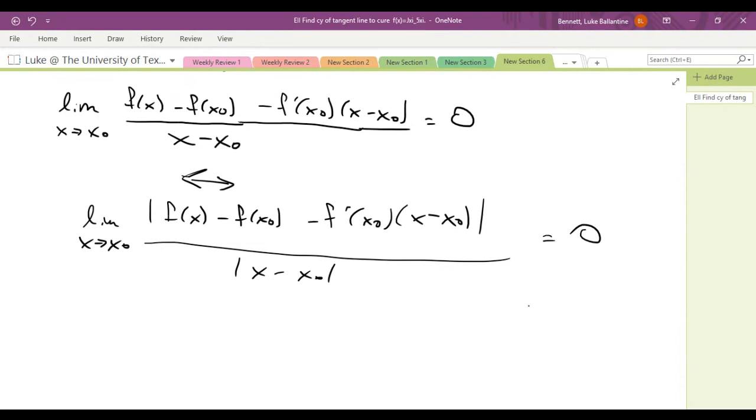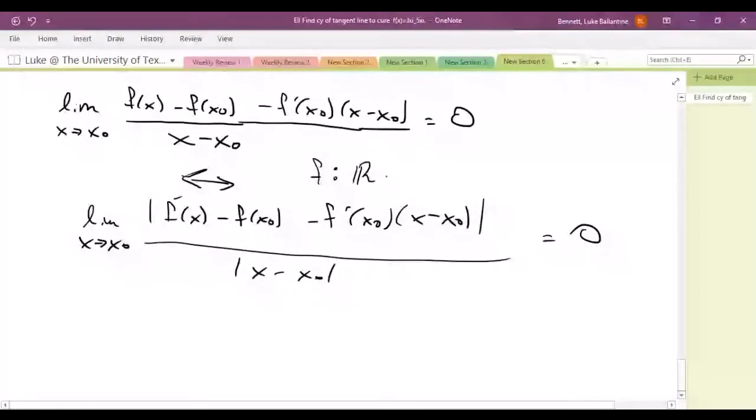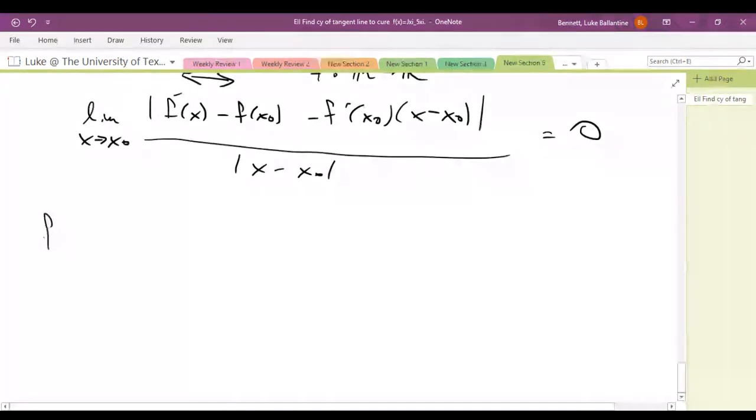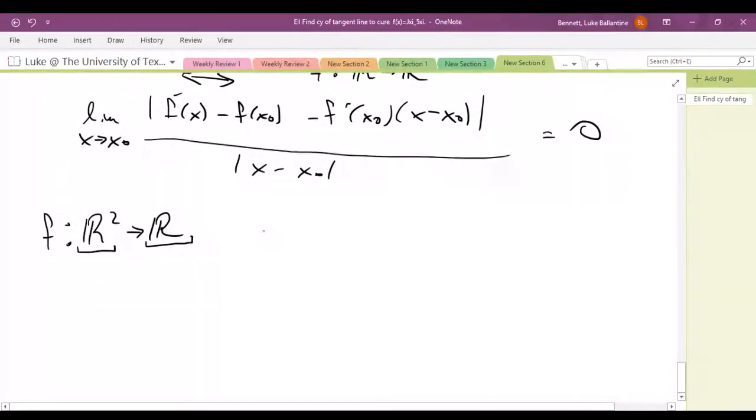So let's move this to differentiability of another specific type of function. We're talking about differentiability and f maps R to R. All I'm going to do is give a definition of differentiability for f maps R2 to R. So the output is a real number, the input is two real numbers. So that's z is equal to f of x y.